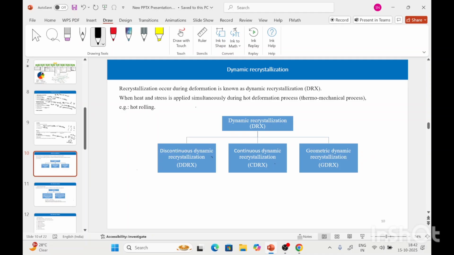When heat and stress are applied simultaneously during a hot deformation process, that process is called the thermomechanical process. That will recrystallize the material during the deformation only. And one more thing is that during the deformation, the plastic deformation also stores strain energy in the material.